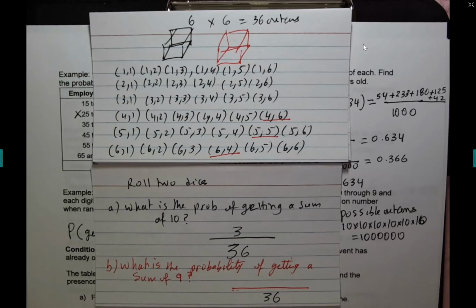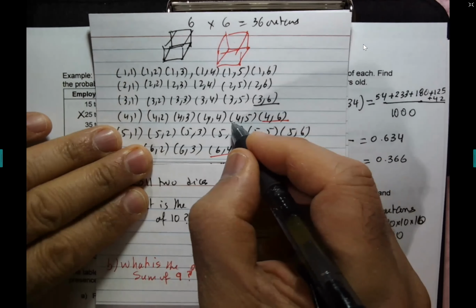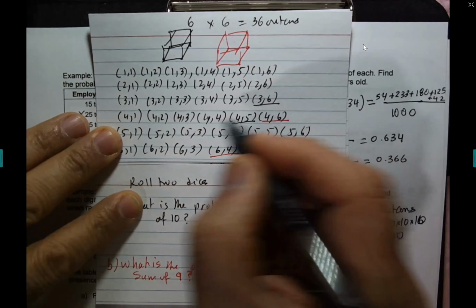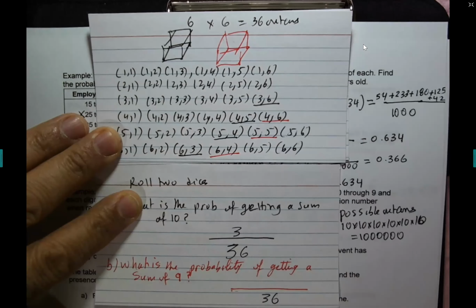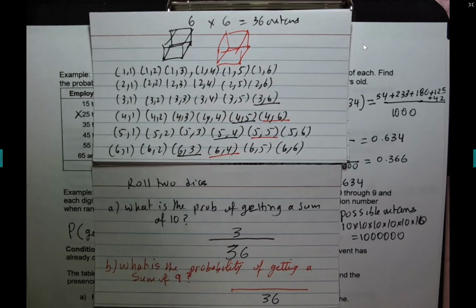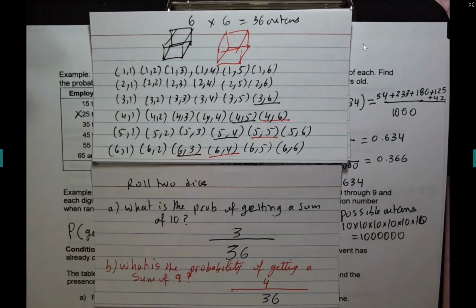6-3, 3-6. Okay, so 3-6, I heard. And what about 4-5, guys? That's another one. 5-4, that's another one. 6-3, that's another one. So can you see anything else? So it's 4. Do you have to list those? Not really, if you know how to. So if I ask you sum of 9, you start thinking. 3 with 6 will give you 9. 6 with 3 will give you 9. 4 with 5 will give you 9. 5 and 4 will give you 9. So you get 4 of them out of 36, and that would be your answer.